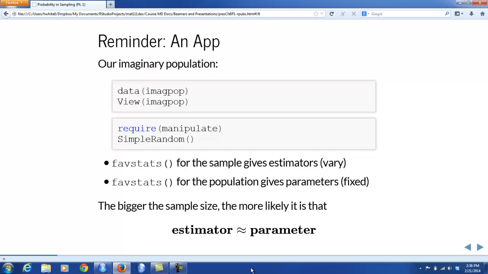The sample estimators will vary, and the population parameters will remain fixed even as you vary the sample. Another pattern that you'll notice if you play with the app again is that if you set the sample size bigger, you'll see that it's quite likely that the estimators will be close to the parameters that they're targeting.